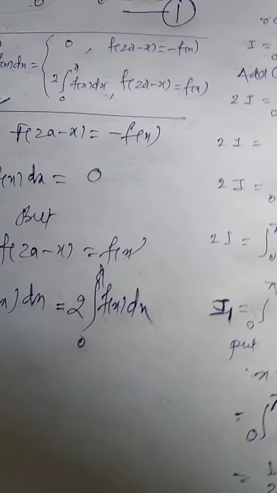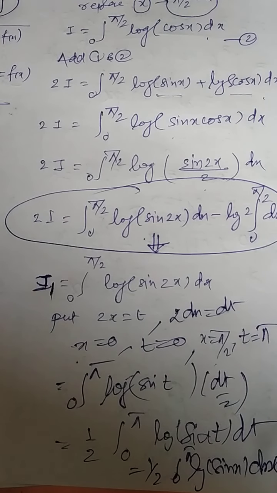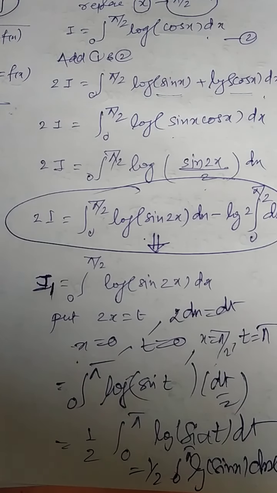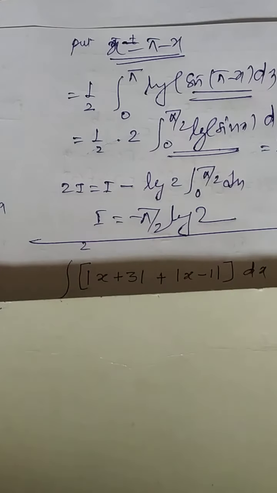So now I am going back and showing the same expression where you initiated the problem. This was the question. This is known to you. 2I will be equal to I minus log of 2 times the integral from 0 to pi by 2 of dx. Simplify, you will get minus pi by 2.